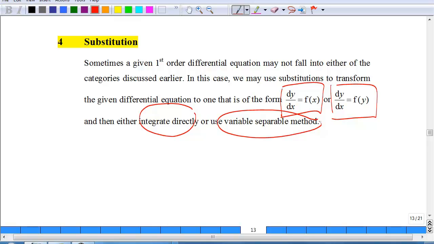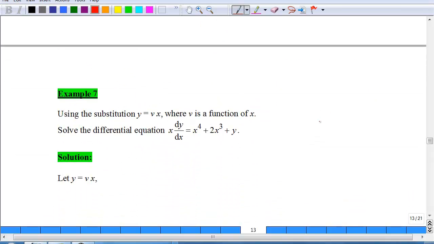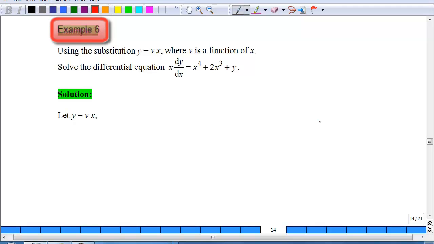Now in the syllabus, if you need to use the substitution method, the substitution will be provided for you, so you don't have to come up with your own substitution. Similar to integration techniques, the substitution will actually be given to you. So example 7. The substitution that they ask you to adopt is y equals vx, and then the dE that you need to solve is this.